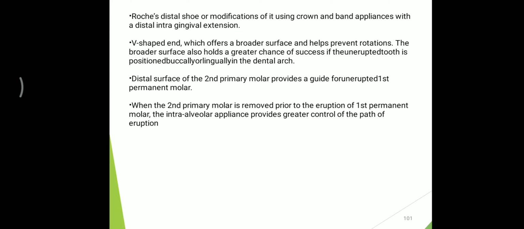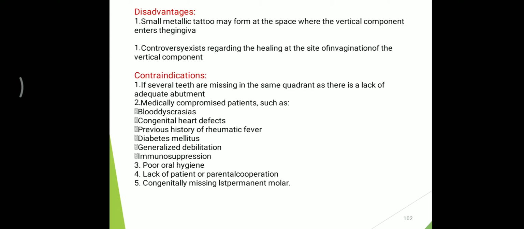The distal surface of the second primary molar provides a guide for the unerupted first permanent molar. When the second primary molar is removed prior to the eruption of the first permanent molar, the intra-alveolar appliance provides greater control of the path of eruption. The disadvantages are that a small metallic tattoo may form at the site when the vertical component enters the gingiva. Controversy exists regarding the healing at the site of invagination of the vertical component.